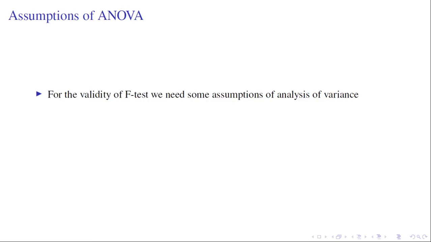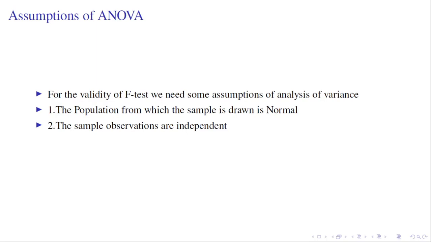There are some assumptions in analysis of variance. For the validity of the F-test, the following assumptions are made. The first, basic assumption is that the population from which the sample is drawn is normal. The second assumption is that the sample observations are independent. The third assumption is that various effects are additive in nature. These are the three assumptions of analysis of variance.